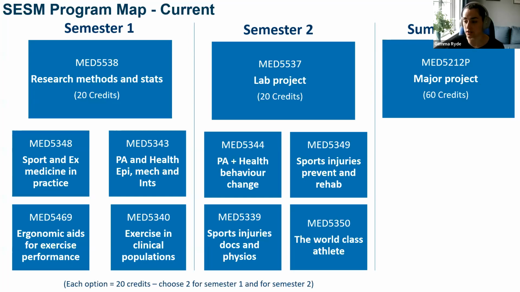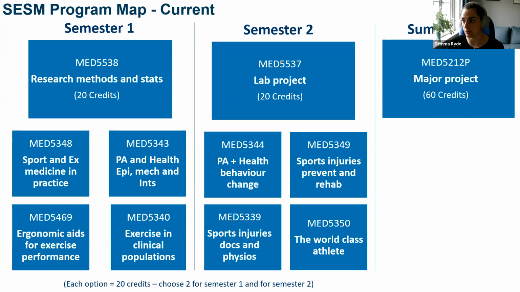Then you get to choose. You've got 4 options in that semester, and you choose 2 of them, so you do 60 credits. We have sport and exercise medicine in practice, physical activity, health and epidemiology, mechanisms and interventions, ergonomic aids for exercise performance, and exercise in clinical populations. Depending on whether you want to go down a more sports route or a more physical activity route, you've got options there, so you can tailor the program to your needs.